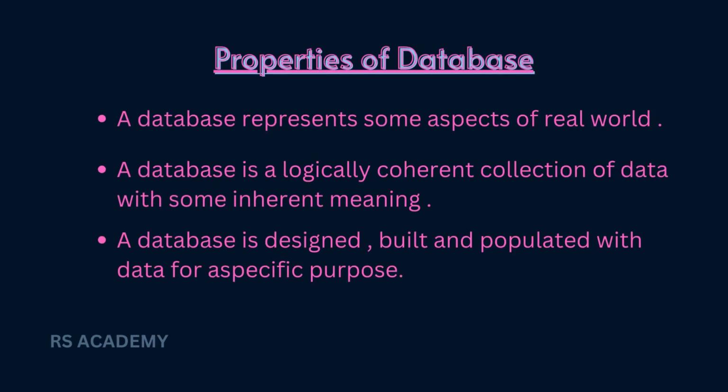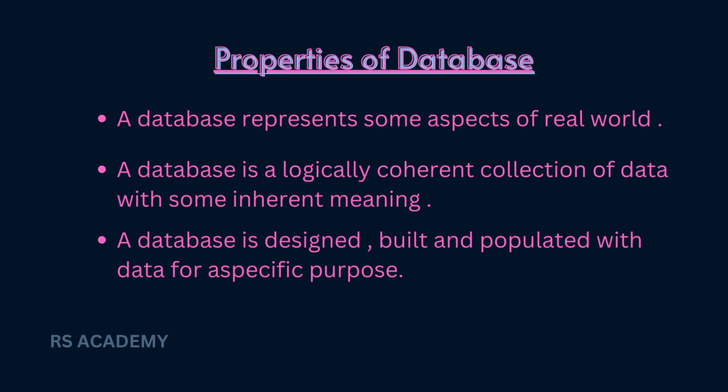There are three properties of database. The first one is that a database represents some aspect of the real world, otherwise called the mini world. So anything in this mini world, the objects, their properties, the relationship between them, all that is represented by a database. And if there is any change in the real world, that change will also be reflected in the database.